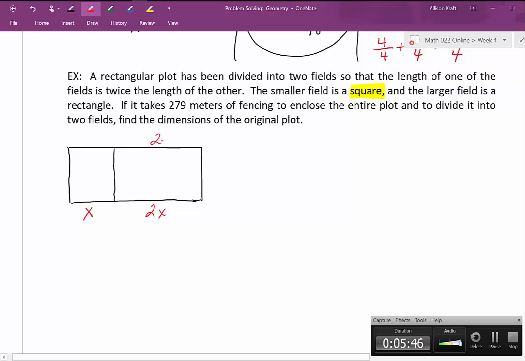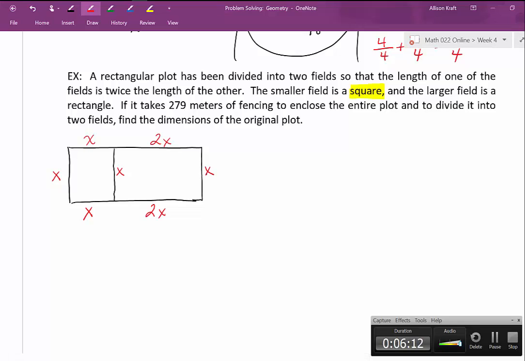We also know that we're going to have the same lengths on the top. The smaller plot is a square. By definition, a square has the same length and width, so that means that this side is going to be x as well, and this one, and this one. Now we have our entire diagram labeled.